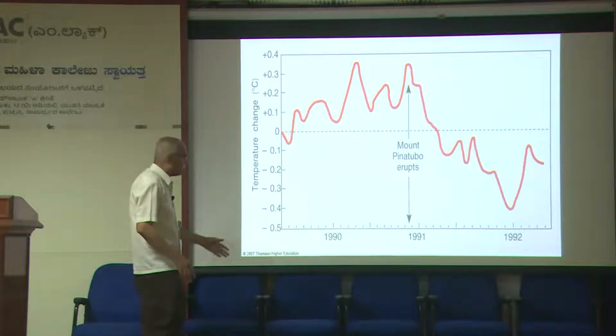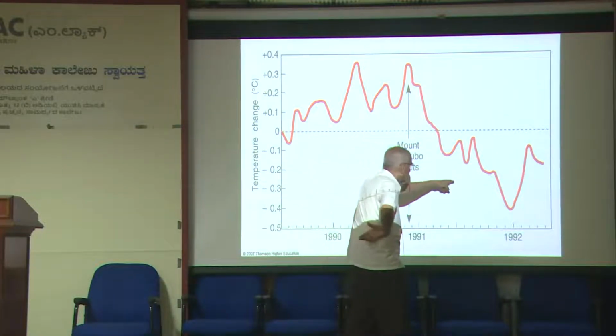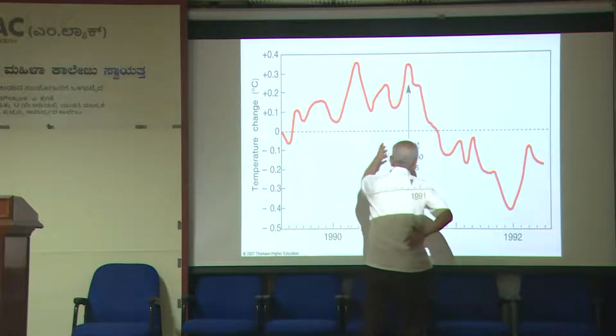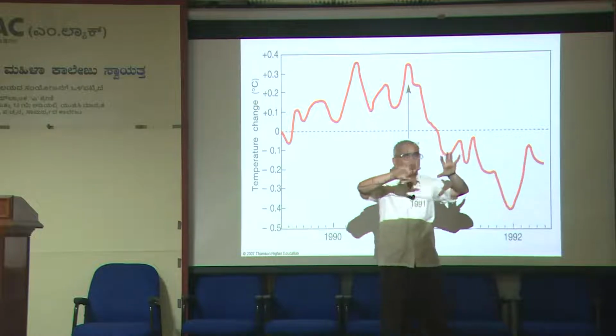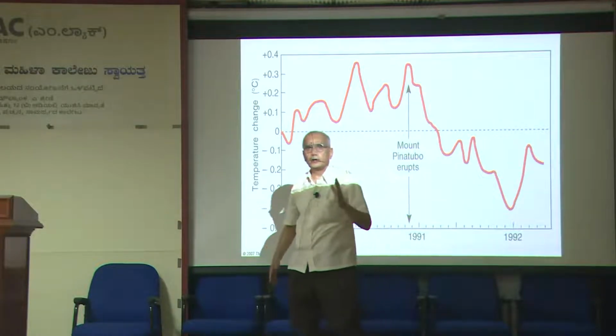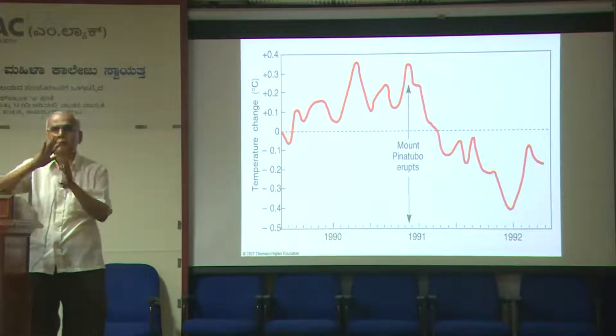Pinatubo was the last one, 30 years ago. When it erupted, the temperature dropped by around 0.6 degrees, and then it recovered. Once the aerosols settled down, it recovered. So although a volcano has an effect on Earth's climate, it's only for a short time, not for a long time.